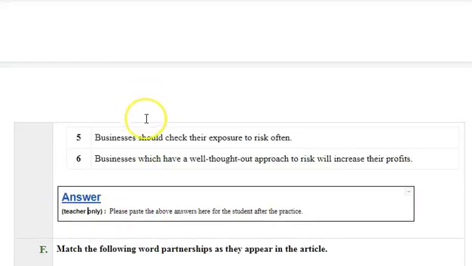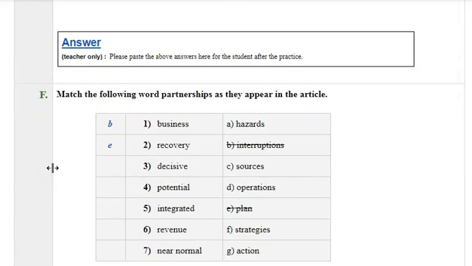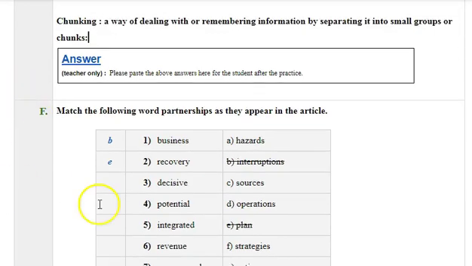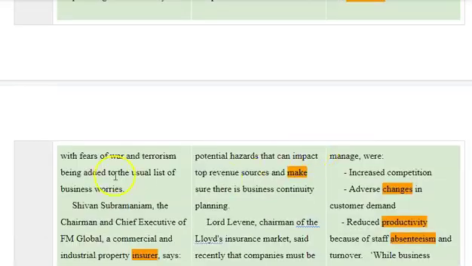Chunking, I will just paste it right here. So when you say chunking, it's a way of dealing with or remembering information by separating it into small groups or chunks. So, or pause, okay?